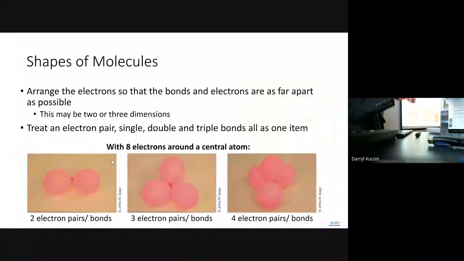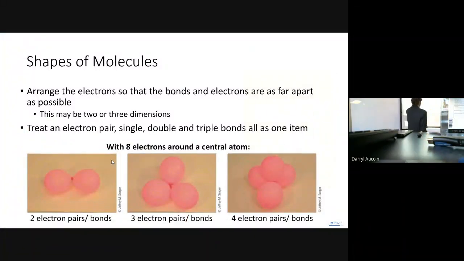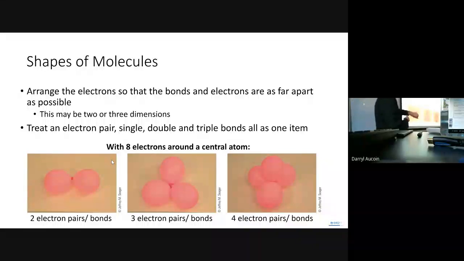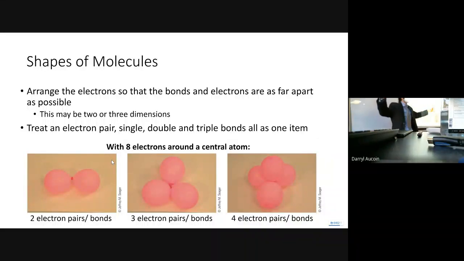And there's pretty much 3 types of shapes that can exist in these molecules. And it has to do with keeping things as far apart from each other as possible. So if you had 2 things and you wanted to keep your molecules as far apart from each other as possible, well, you can just put them 2 units away from each other.